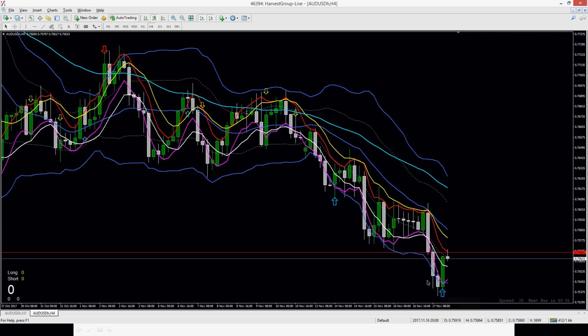On H4, what we have is an extreme A buy, okay? And there's a possibility of re-entry sell over here. Okay, and MA50 is still above mid BB, indicating that this is a downtrend market.